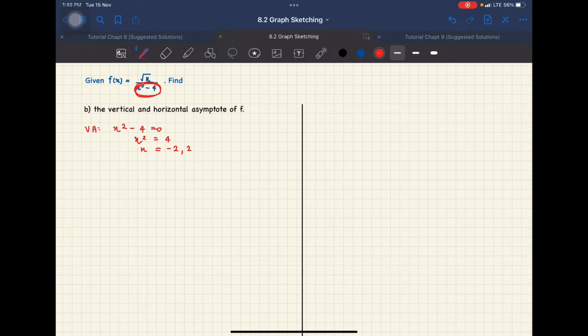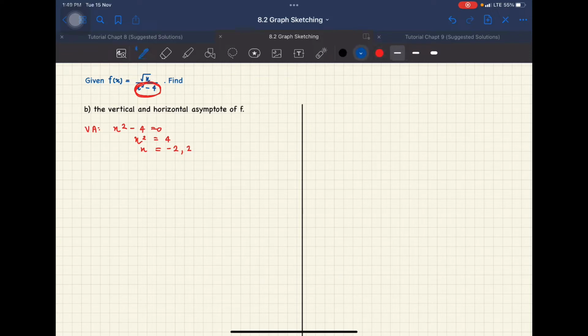Okay, so tapi kita tak boleh ambil these two values directly. You cannot conclude negative 2 and 2 are the vertical asymptote. You need to prove it. Okay, so macam mana cara nak provekan dia? So we need to find the limit from the left. Okay, so left limit and also right limit of negative 2. And then you need to also find the left and right limit for 2.